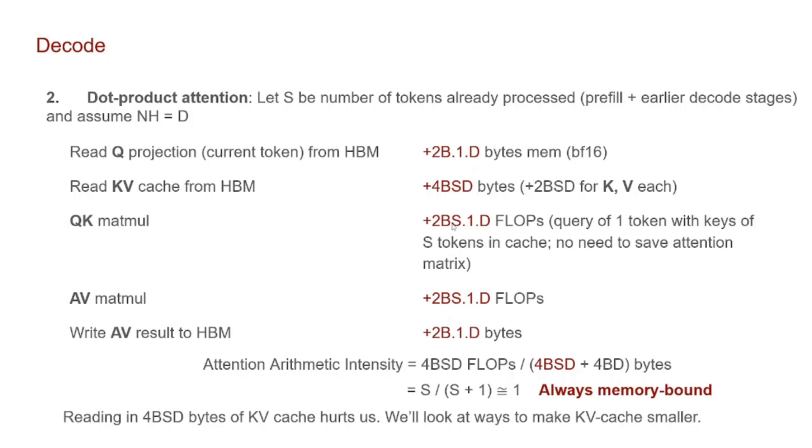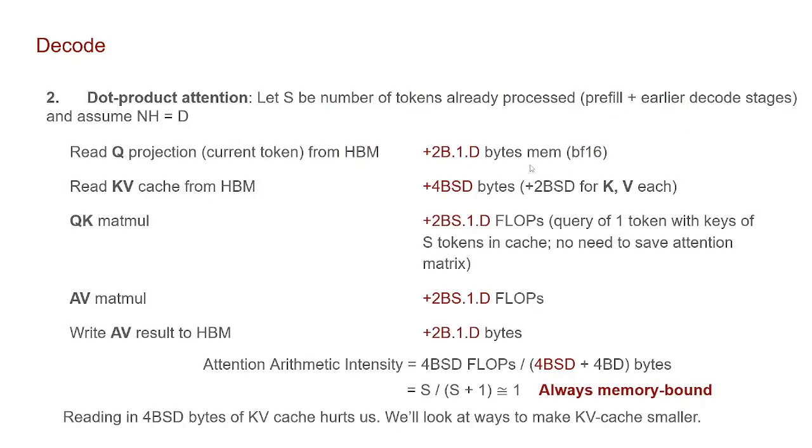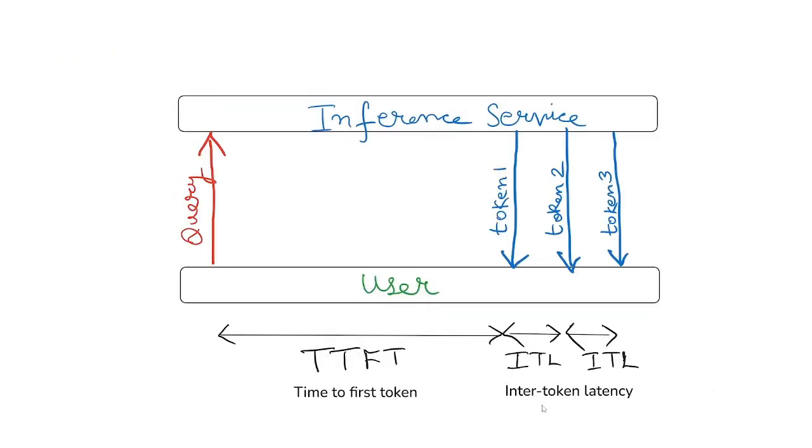And the problem is that we loaded such big matrices, but because we're only processing the last token, in effect, we are doing thin matrix multiplications. So we are loading in a lot of data, but we are not doing enough flops for all that. One way to improve upon this is if we can somehow reduce the size of the cache, then that will improve the arithmetic intensity. And in later lectures, we'll look at ways to make the KV cache smaller.